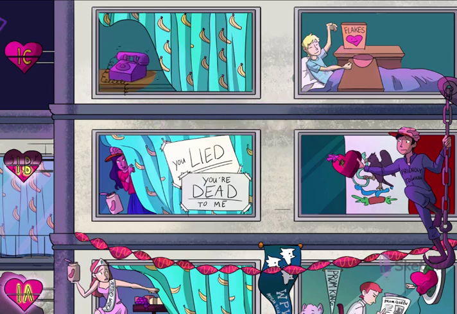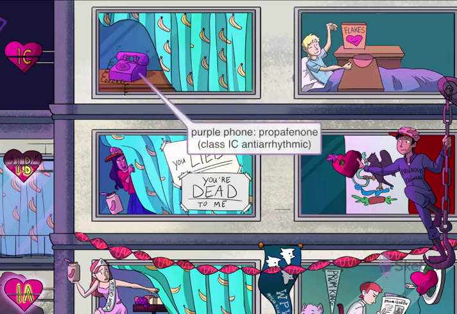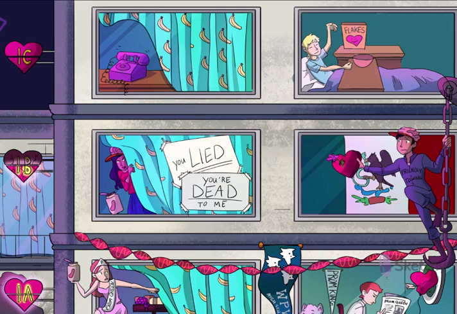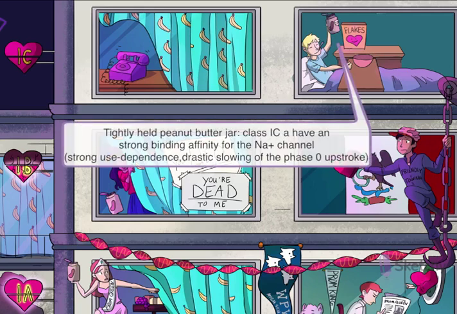But what's that sound coming from the room next door? Let this big purple phone remind you of the drug propafenone, another type 1C antiarrhythmic. Is it a phone call from his ex-girlfriend who's finally decided to break the silence treatment? Looks like our heart-healed patron couldn't care less. In celebration of discovering his self-worth, he clutches firmly onto that jar of peanut butter.